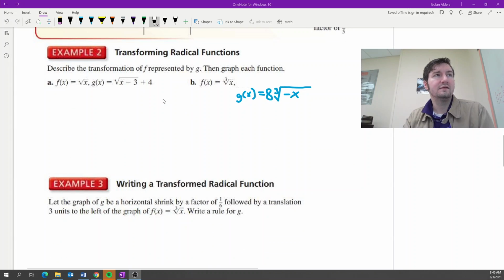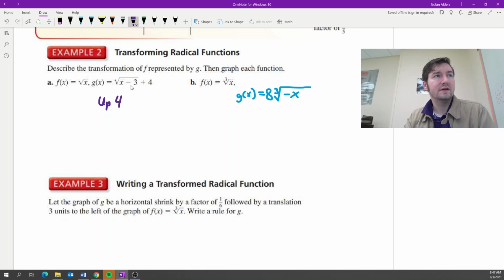So let's look at these two problems here and identify what kind of transformations we're dealing with. So this +4 on the end of this one means that we're going to be moving up 4. You'll have to forgive my handwriting, I'm writing with a mouse. Okay, so up 4 here.